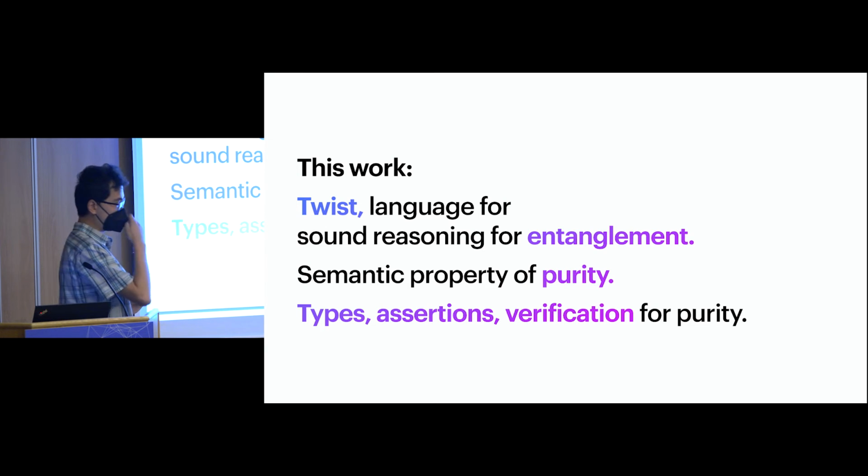Okay, so to briefly summarize, what we presented today was Twist, a language for sound reasoning about entanglement in quantum programs. We developed this semantic property called purity, which is really useful for thinking about entanglement. And we showed that purity can actually be baked into a system of types, assertion operators, and verification analyses on quantum programs.